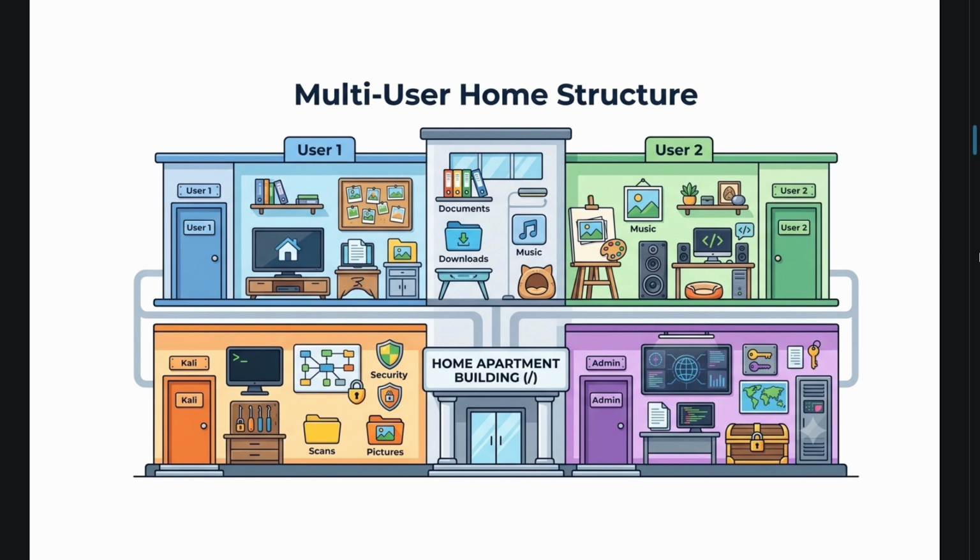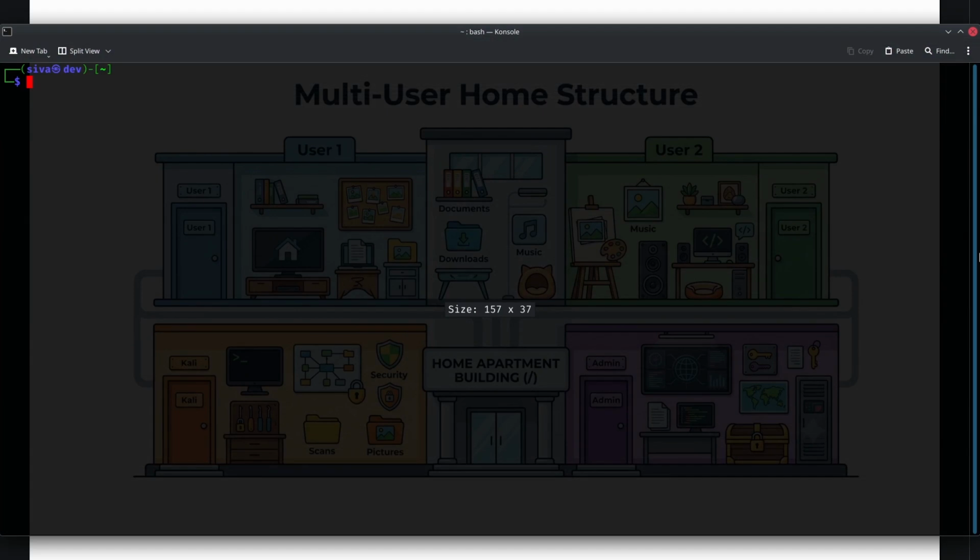Think of your computer as a big apartment building. Every user gets their own private room. That's exactly what the home directory does. Whenever a new user is created, Linux automatically creates a separate folder inside home. So let's open the terminal, type cd space forward slash home and press enter. So currently we are in the home directory. Let's list all the users that are present in the home directory. Type ls space dash l and enter.